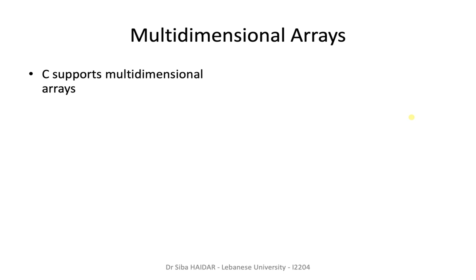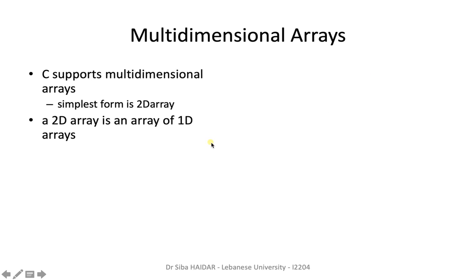In this chapter, we have seen pointers, we have seen arrays, and we have seen the close relationship between both. We must say now that C also supports multidimensional arrays. So what about them? The simplest form of the multidimensional array is a two-dimensional array. A two-dimensional array is an array of one-dimensional arrays. So it is an array of arrays.